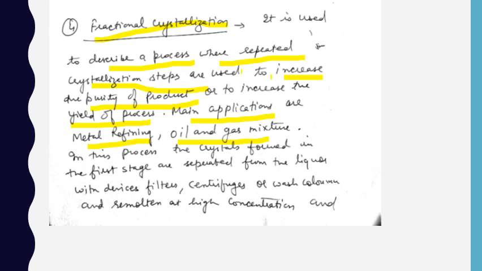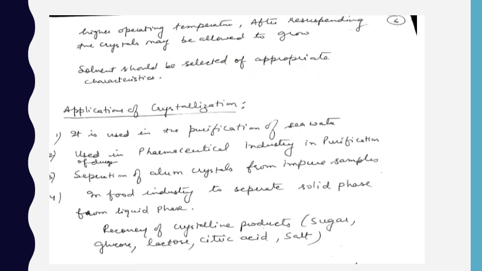So in the first stage, it goes for the separation from the liquid. Various devices are also used, because it is used on a large scale. Various devices like filters, centrifuges, or wash columns are used, and it is heated again at a high concentration and higher operating temperature, and after resuspending, the crystals may be allowed to grow.